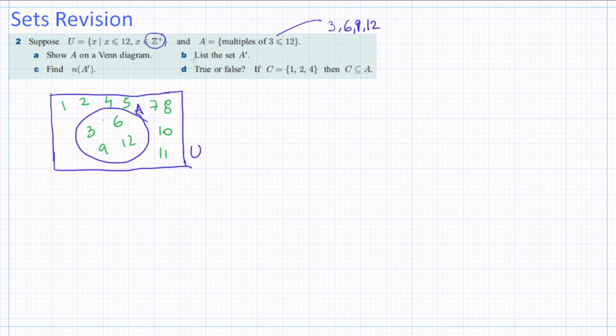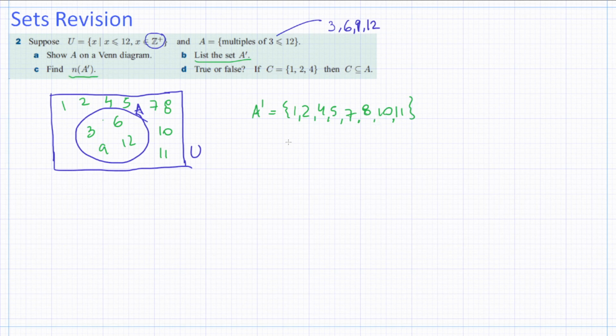And that brings us to the second question. List set complement of A. So what's A prime? Well, it's everything which is outside. It's everything which is in this set, but not those. So what we have in our universal set which is not in set A? 1, 2, 4, 5, 7, 8, 10, and 11. So those are the elements of our complement of A.